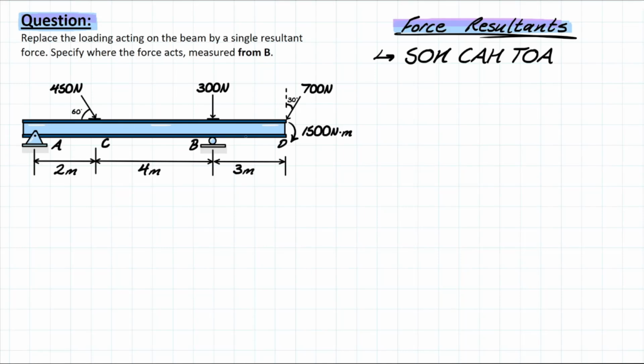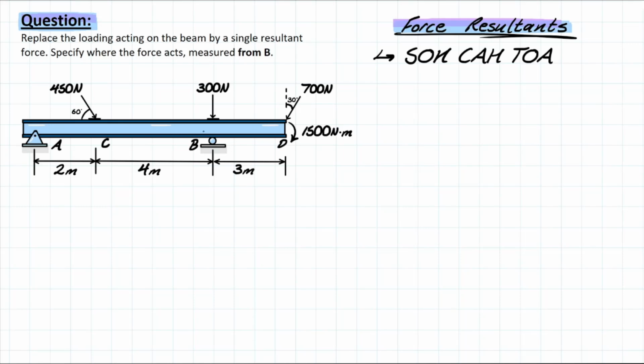We have three different loads applied. Two of them are diagonally applied, and we have a moment externally applied at the end as well. And it's asking us to determine what resultant force would be equivalent to all of these forces acting on this beam. So, in order to do this, we need to do a couple things.